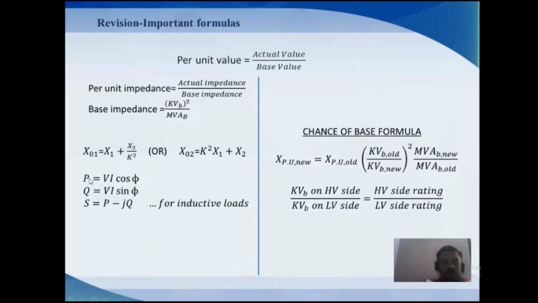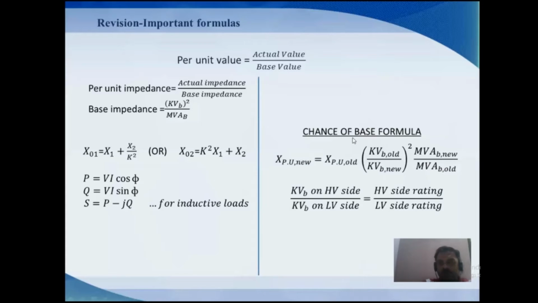These formulas are power formulas. Real power P is equal to VI cos phi, reactive power is VI sin phi. Then apparent power for lagging power factor loads, that is inductive loads, is P minus jQ. Here the minus sign indicates the current lags the voltage by some angle. The lagging current is indicated by P minus jQ.